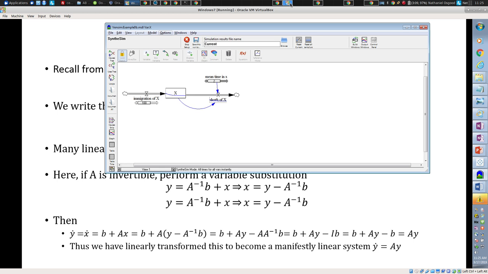Okay, how about the other test? So this is test one, failed, right? Failed test one, okay? How about test two? What does test two stipulate, whether it's linear? F of alpha x needs to equal alpha times f of x, right?